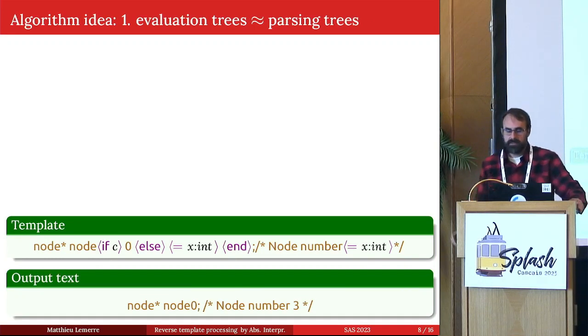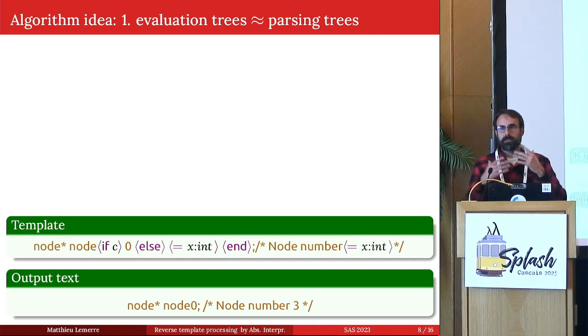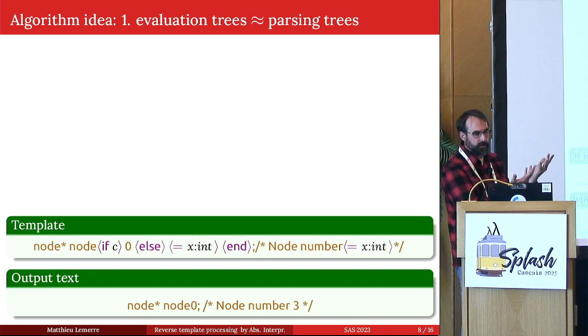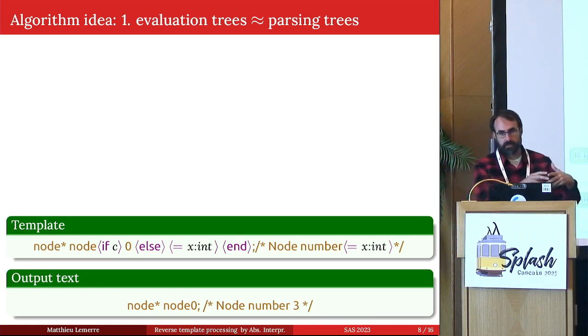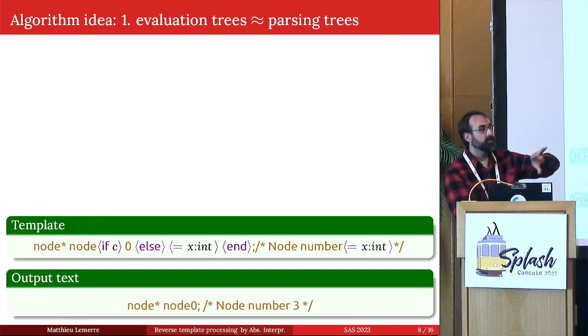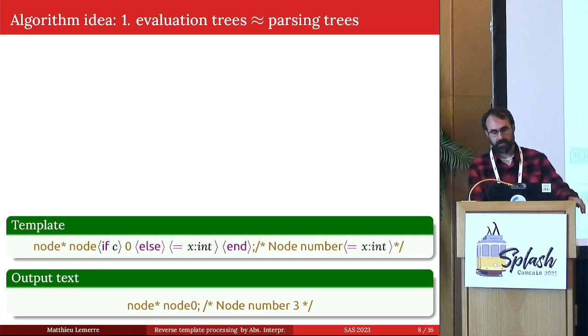So how will this work? The first idea is that a template is a kind of specific expression. And if you have an expression, you have a tree, and the evaluation of this expression is what we call an evaluation tree. And this evaluation tree will correspond to a parse tree. And so we will use parsing to recover the possible evaluation trees corresponding to the template. And after that, we will filter them using abstract interpretation. For instance, I have another output text here, which is the same as before, but I added some constant text after that.